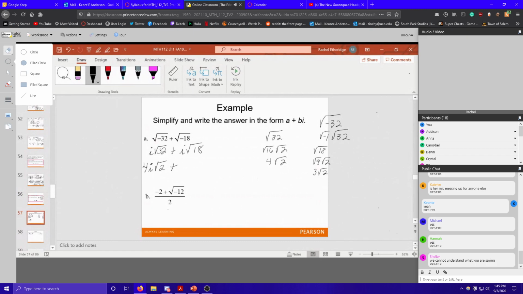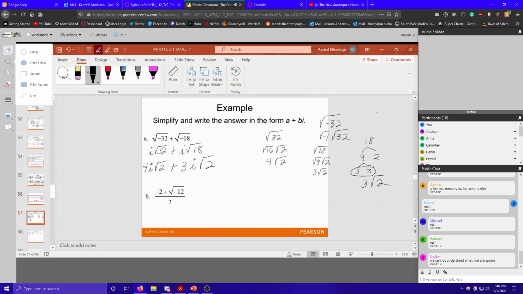Again, you can use a factor tree. If you're used to using a factor tree, this is what you would do. Break it down into the prime factors. And then any pairs you have, that's a perfect square. So the 3 comes out of the radical and the 2 stays in. So this one now is going to be plus 3i square root of 2.